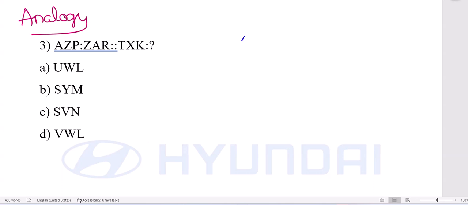Analogy concept. Here the first pair AZP is given as ZAR. You have to understand the logic. Then you have to apply, TXK is what way. The AZP with certain logic is given as ZAR. Now TXK with the same logic, what is it related to? It's almost related to coding and decoding topic. AZP is given as ZAR, TXK is given as what?